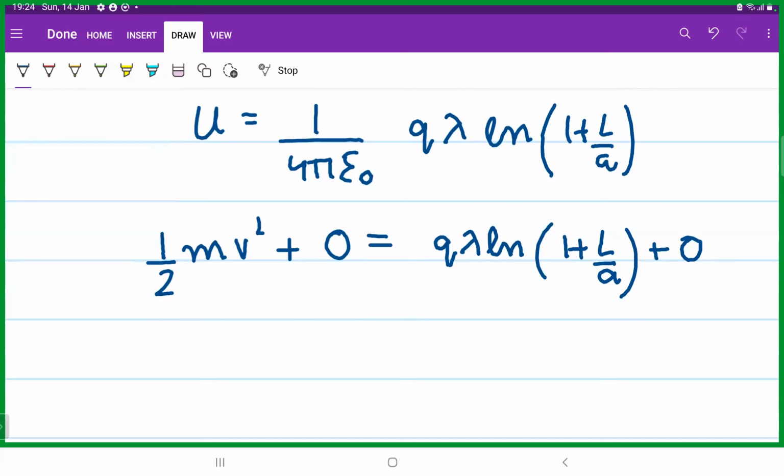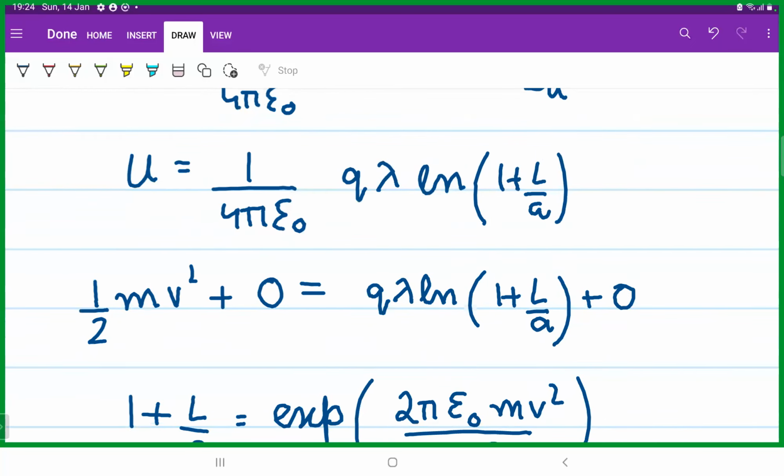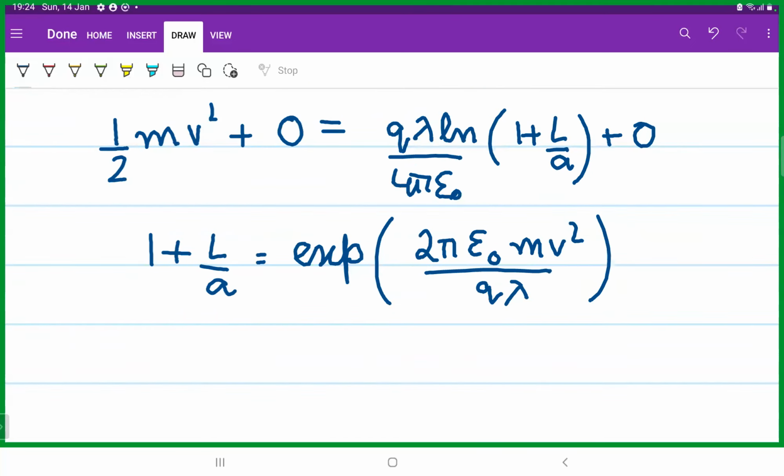Upon simplifying this, we will see that 1 plus L by A is equal to e to the power 2 pi epsilon naught mv squared divided by q lambda. I'm sorry, I missed out on the 4 here: it is e to the power 4 pi epsilon naught mv squared divided by q lambda. This is what we will get, and from here we can easily find the value of A. This is the value which we need. Thank you.